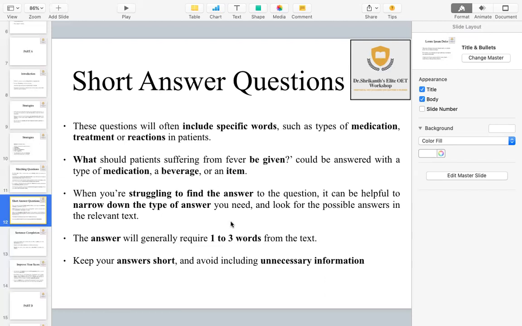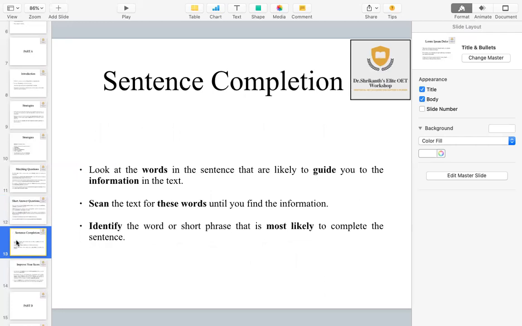All right. So the answer will generally require between 1 to 3 words from the text. Short answer type questions does not mean you have to write the answer in just one word. Sometimes it may take up to 3 words, and these 3 words come from one of the four texts. So keep your answer short and avoid including unnecessary information. All right. This is short answer type questions, not long answer. So obviously, try to confine it between 1 to 3 words. Accordingly, just read the question and then complete it. If it requires just 2 words, finish it within 2 words. But if it requires 3 words, finish it within 3 words. That's what you have to do.